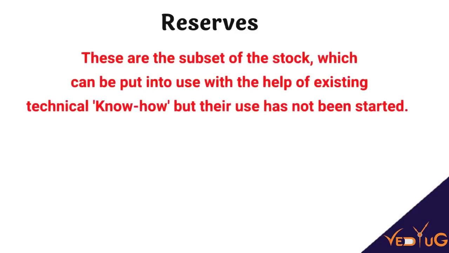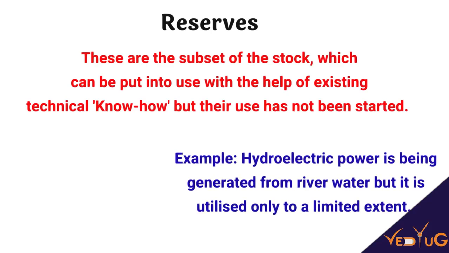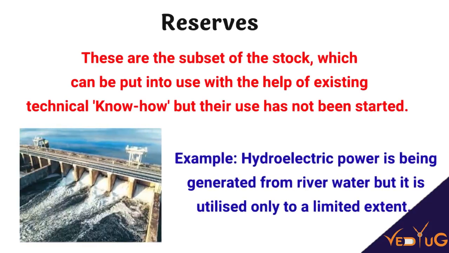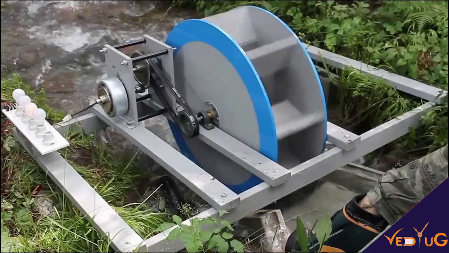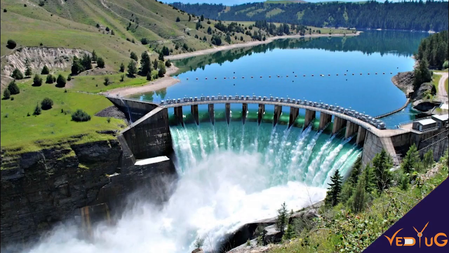Now next are the reserves. Reserves are something which are set aside and we will definitely use one day because we have the technology to use them. So we can say they are a subset of stock. For example, hydroelectric power is being generated from river water, which means that the water is used only for generating power, and it can be used for another purpose also.